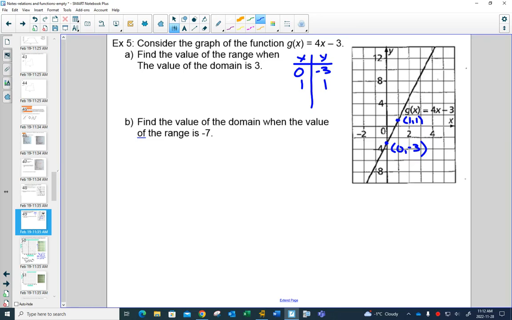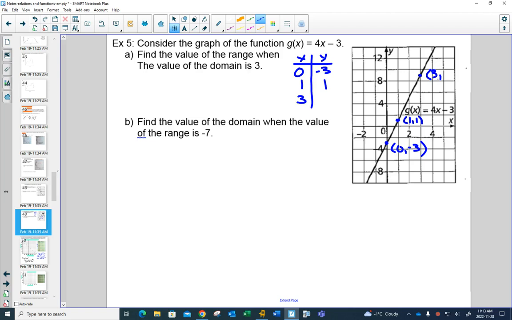So it says, find the value of the range when the value of the domain is 3. So they're saying if you put in an x value of 3, could you find the y value from the graph? Could you find the y value from the equation? So if I went to my graph, I go to an x value of 3, I go up, and it looks like it's right there. What's the y value on the graph? What would be your best estimate?